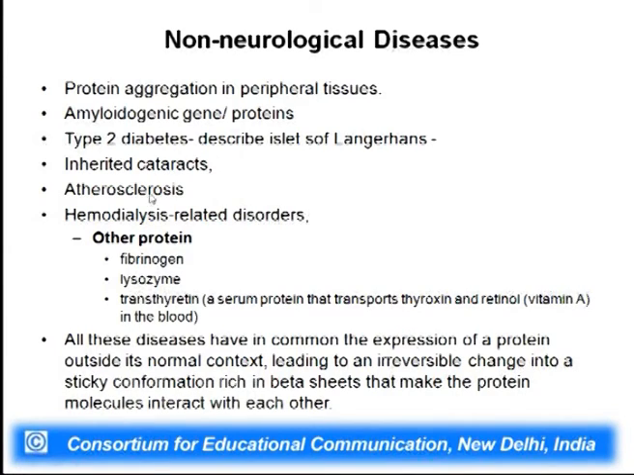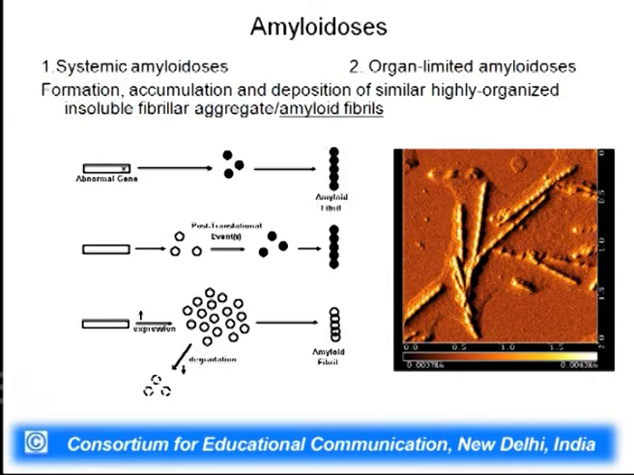Then there are cataracts, atherosclerosis, and hemodialysis related disorders. In this disorder, there is no filtering of a particular protein, which accumulates in the body and causes aggregation and formation of amyloids. And then several proteins such as fibrinogen, lysozyme, and transthyretin can all result in misfolded aggregates which give rise to amyloids. So, what is amyloidosis? Amyloidosis is going to be of two types. It can be systemic or it can be organ limited. We will see the example of organ limited as in the case of diabetes.